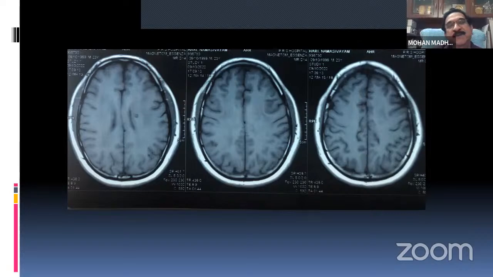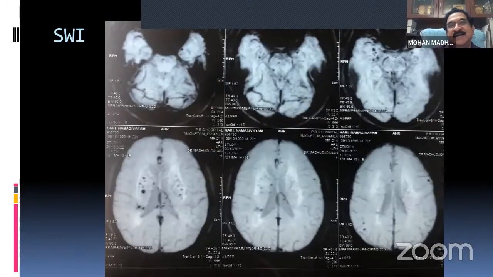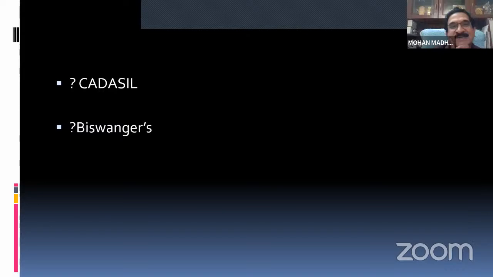Okay, what do you want me to do now? Any genetic test for CADASIL? I think so. MRS? I don't think I have done that. With suspected mitochondrial disease. Okay, I thought CADASIL is one good possibility. This is the possibility which I considered.